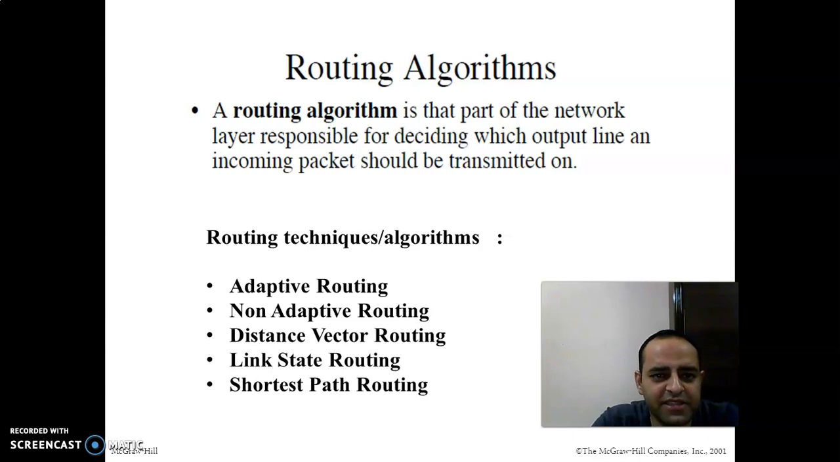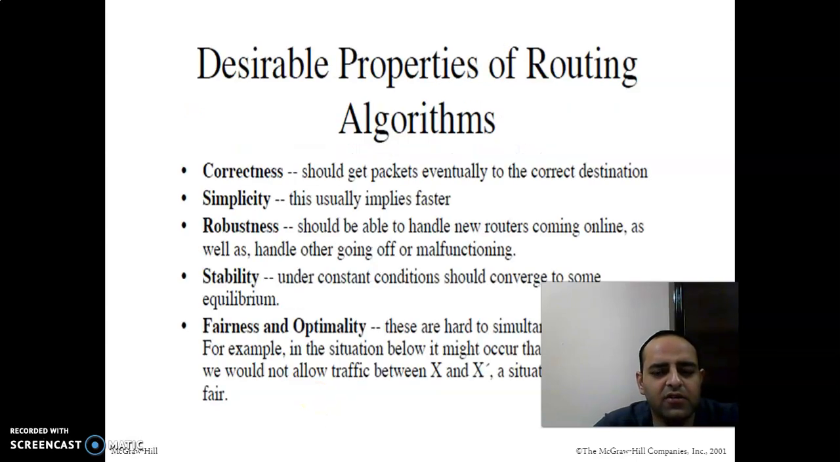We have discussed those devices. A routing algorithm is basically an algorithm which decides which path the incoming traffic should follow. So which path the packet should go, the routing algorithm has to decide. We have 5 types of techniques: adaptive routing, non-adaptive routing, distance vector routing, link state routing, and shortest path routing.